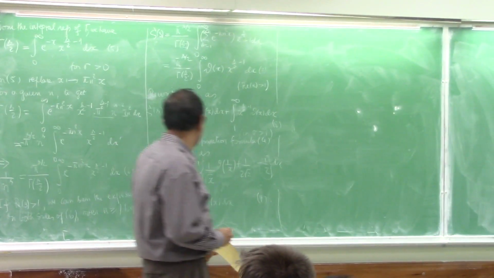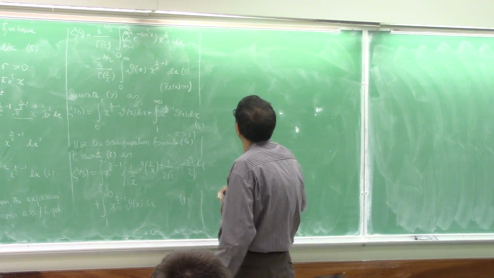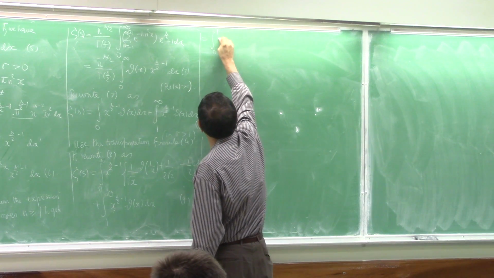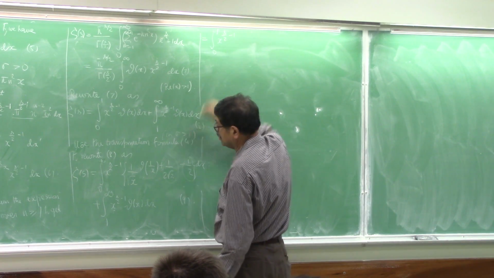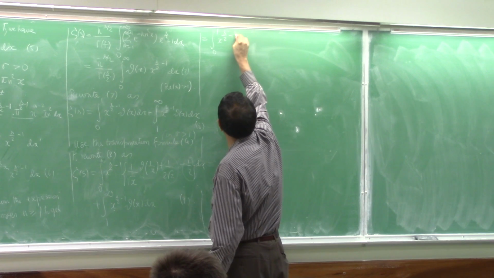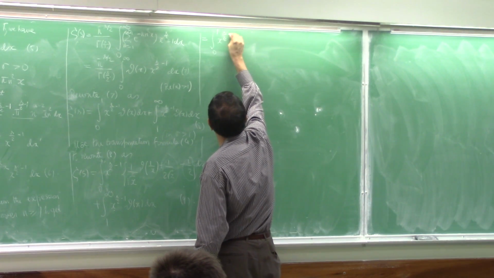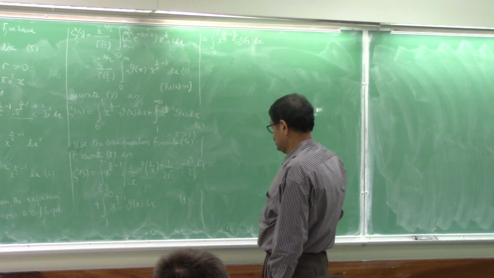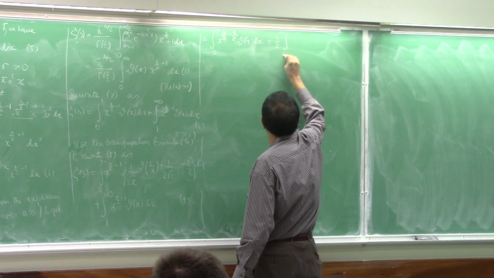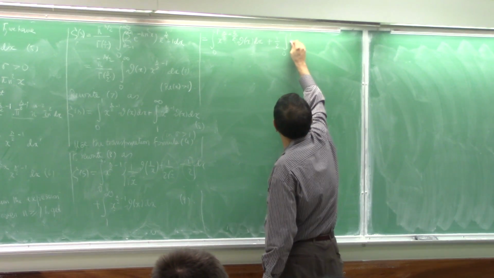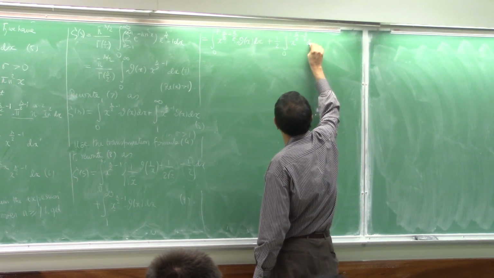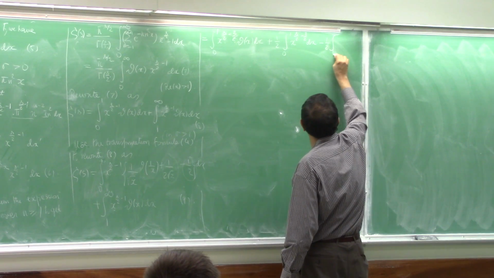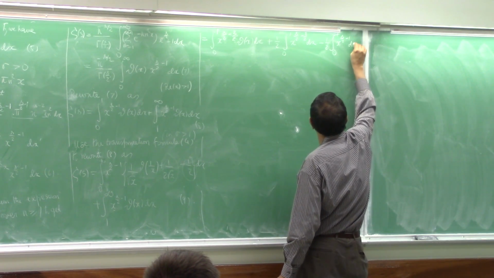Okay. Therefore, these two integrals can be evaluated. So we can write this as equal to the integral from 0 to 1, x to the s over 2 minus 1, not minus 1, minus 3 halves, theta of x dx, plus 1/2 integral 0 to 1 x to the power s over 2 minus 3 halves dx, coming from this minus 1/2 the integral from 0 to 1 x to the power s over 2 minus 1 dx.